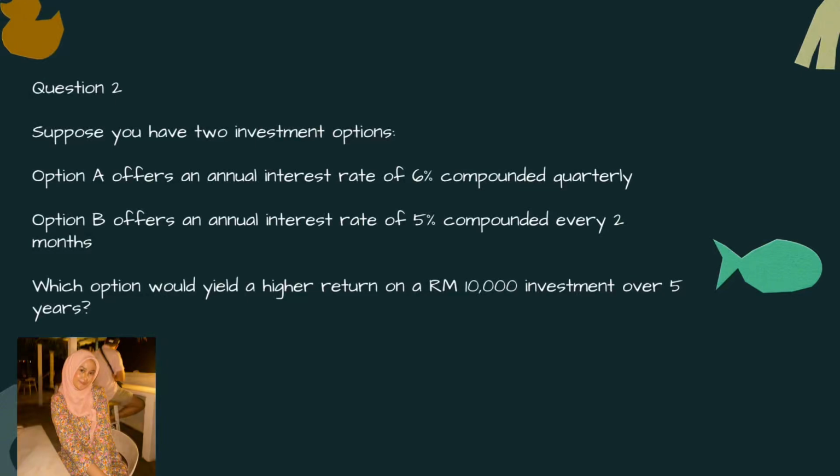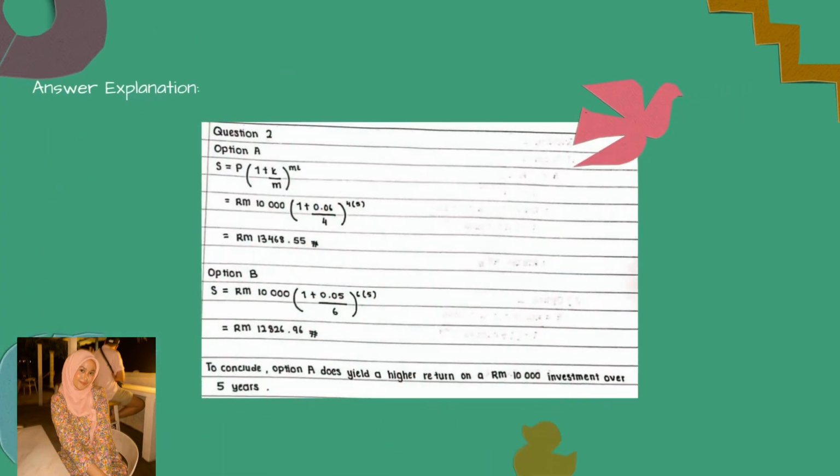Now, I will explain the comparison between option A and option B, both based on investing 10,000 ringgit for 5 years. Equation for option A: S equals 10,000 times open bracket 1 plus 0.06 divided by 4 close bracket raised to the power of 4 times 5. Equation for option B: S equals 10,000 times open bracket 1 plus 0.05 divided by 6 close bracket raised to the power of 6 times 5. Using the compound interest formula, I calculated option A's future value is 13,568 ringgit and 55 cents, and option B's future value is 12,824 ringgit and 96 cents.